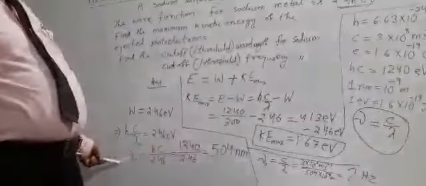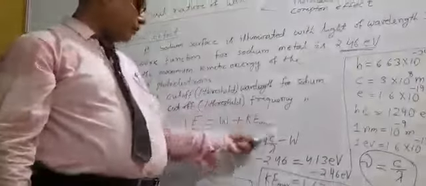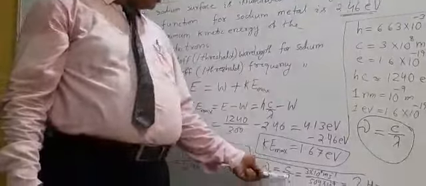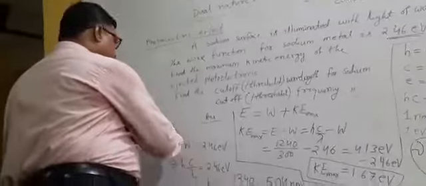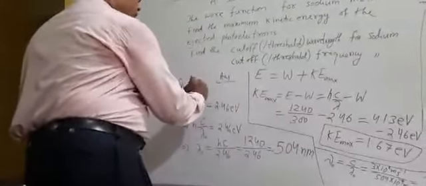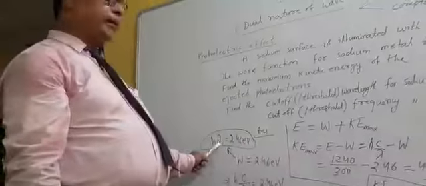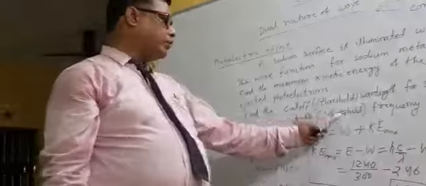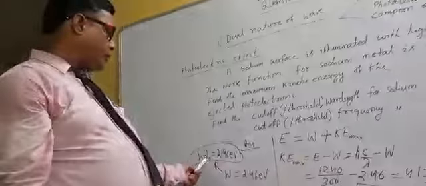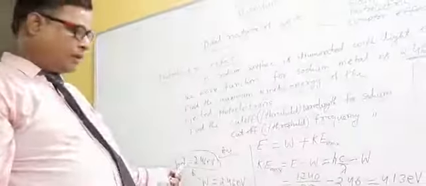So from this wavelength you can find the threshold frequency. Threshold frequency is equal to c by lambda naught. Or from this relation you can write W is equal to h nu naught is equal to 2.46 eV. So from this relation also you can find nu naught. Nu naught is the threshold frequency. So you can get the threshold frequency directly from this relation, or from the wavelength: nu naught is equal to c by lambda naught.